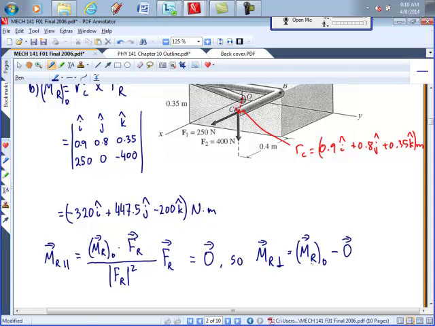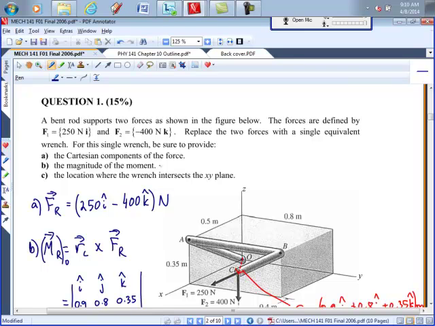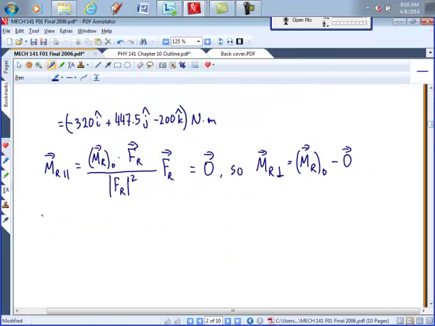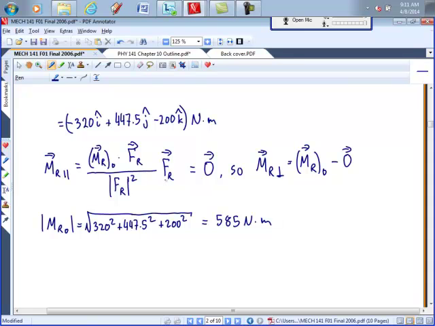So now, how am I going to find, actually before we go here, they wanted to find the magnitude of the moment. So we're going to need to find the magnitude of the moment, which we have as a Cartesian vector already, and then the location where the wrench intersects the xy plane. The magnitude of the moment, you just use the Pythagorean theorem. So 320 squared plus 447.5 squared plus 200 squared. 585 Newton meters.